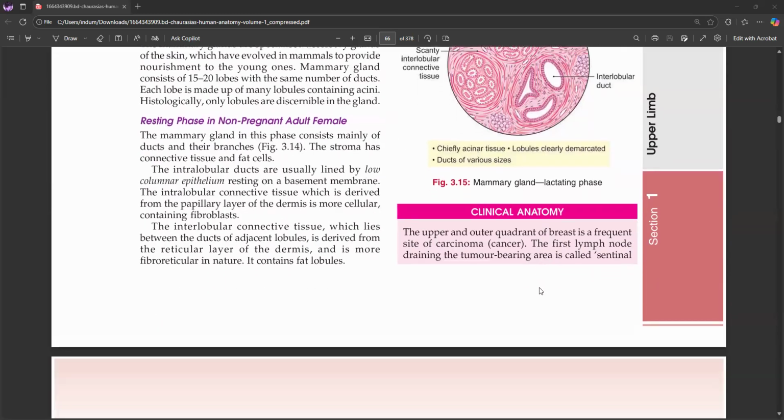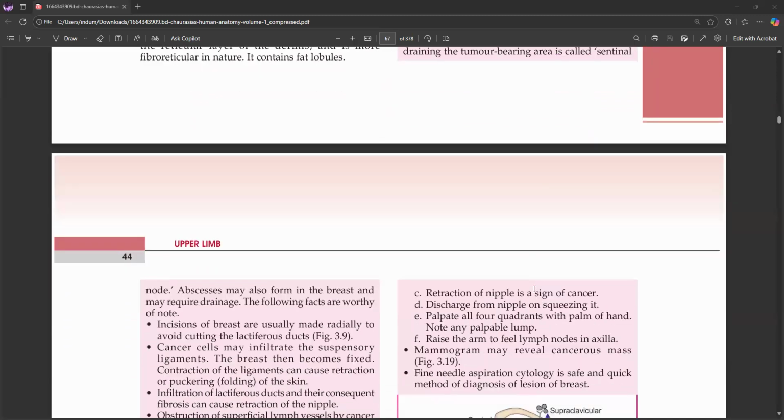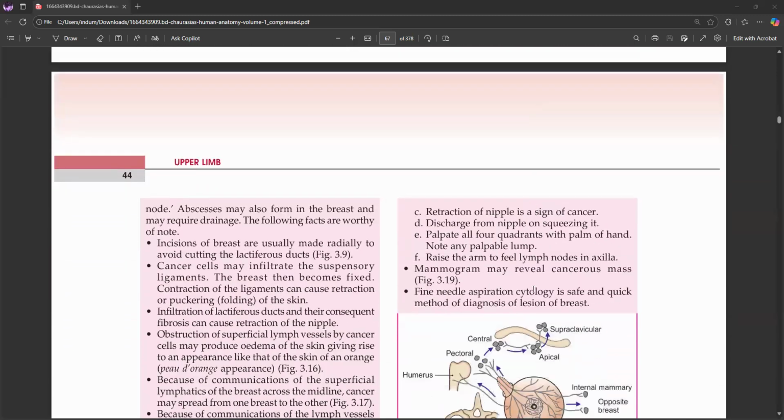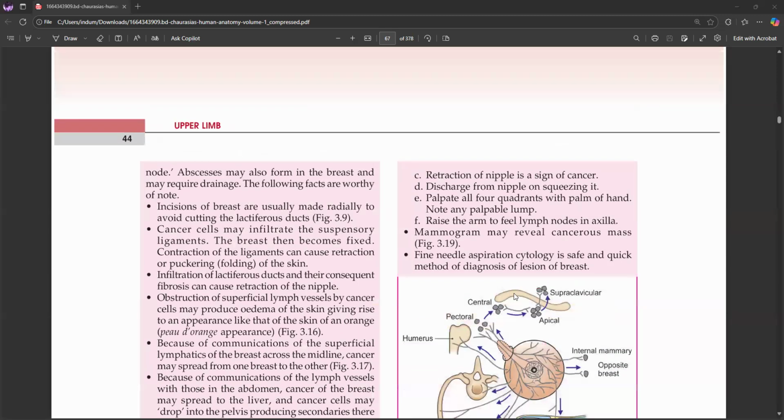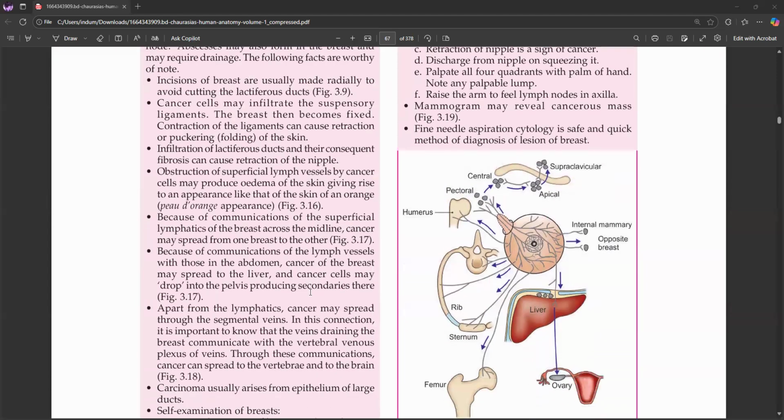Clinical anatomy. The upper and outer quadrant of breast is a frequent site of carcinoma. The first lymph node draining the tumor-bearing area is called sentinel node. Abscesses may also form in the breast and may require drainage. The following facts are worthy of note. Incisions of breast are usually made radially to avoid cutting the lactiferous ducts.